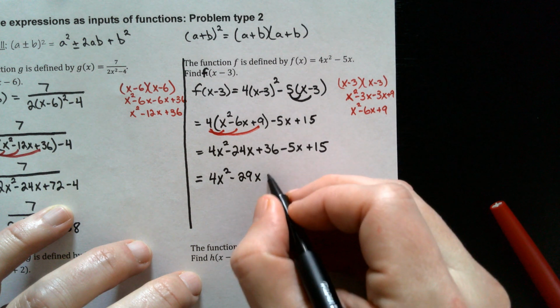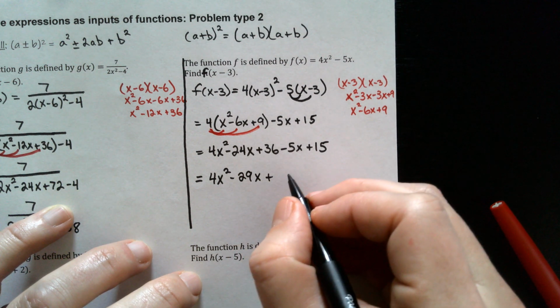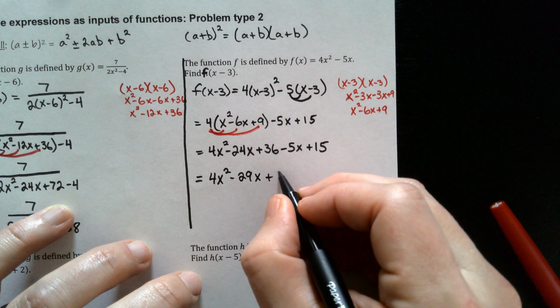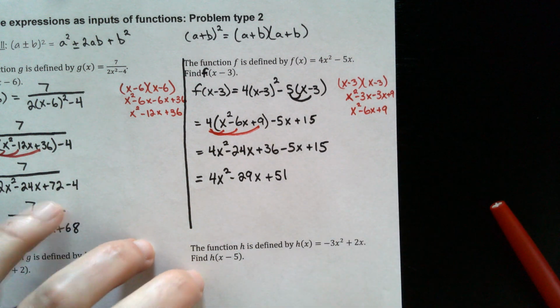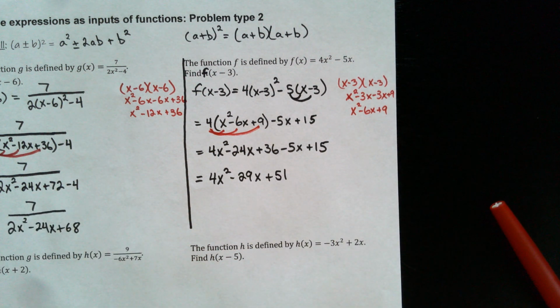If we combine those, we get, or 15, excuse me. 36 and 15, you do get 51. Little slip there. Okay, so that problem is done. Let's go to the next one.